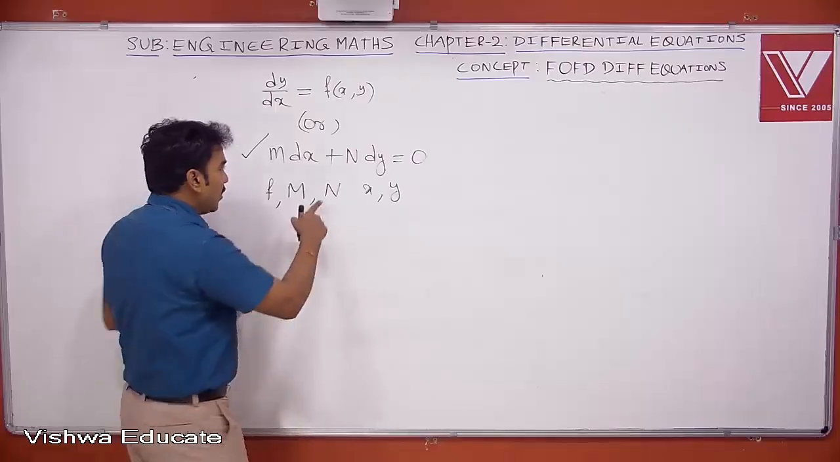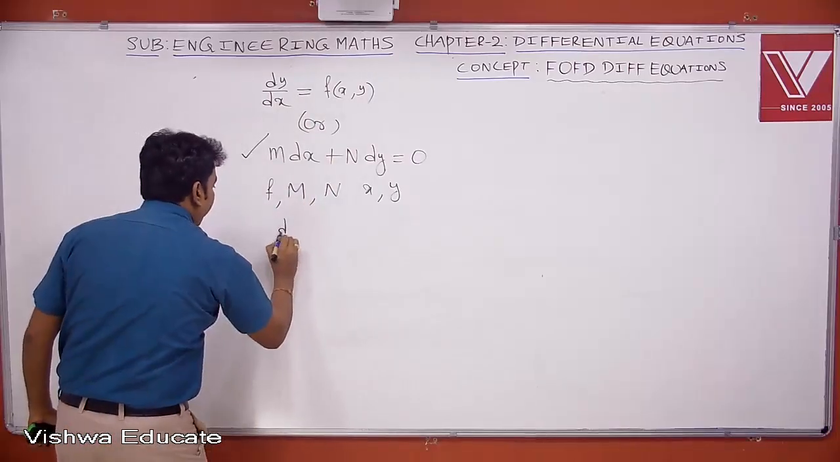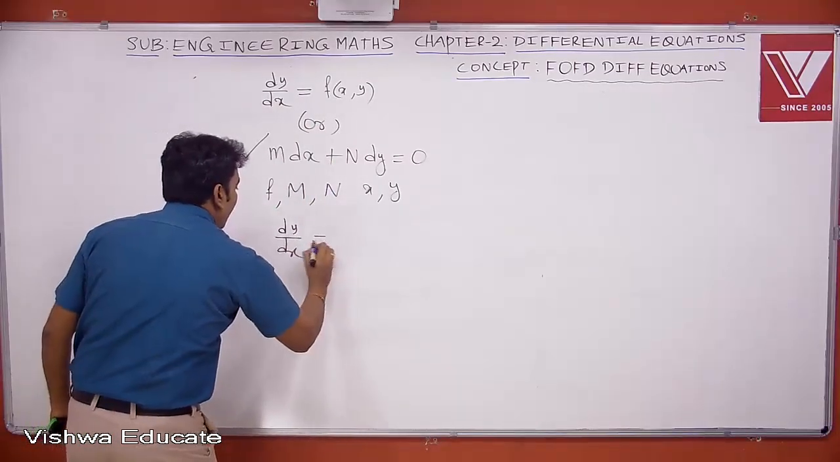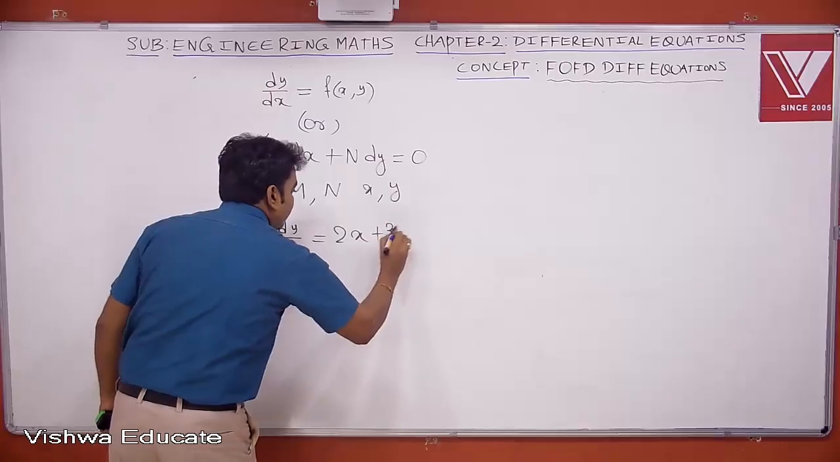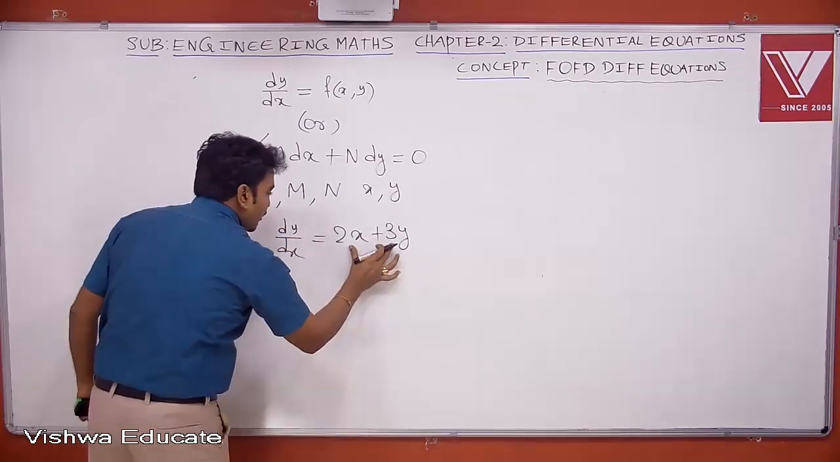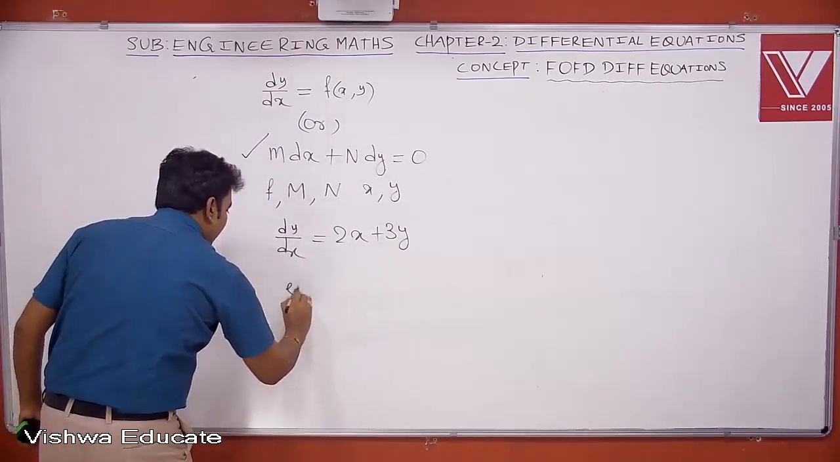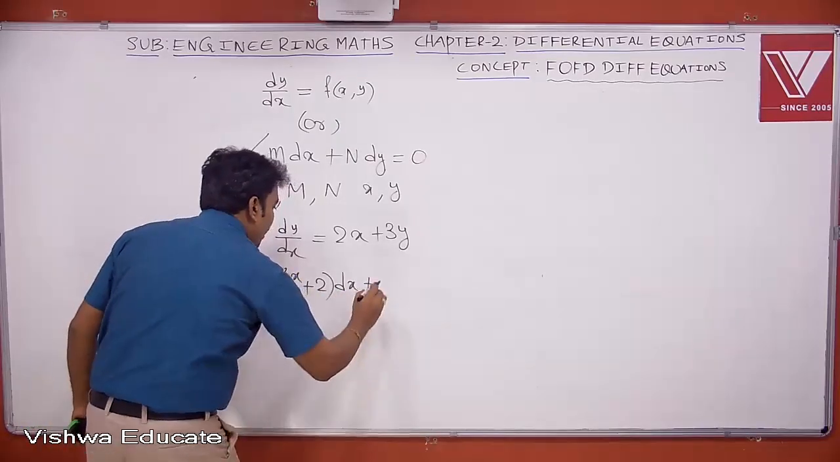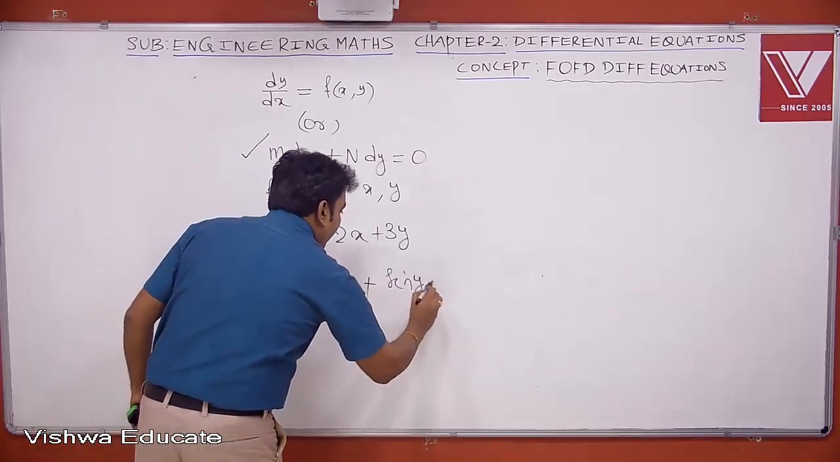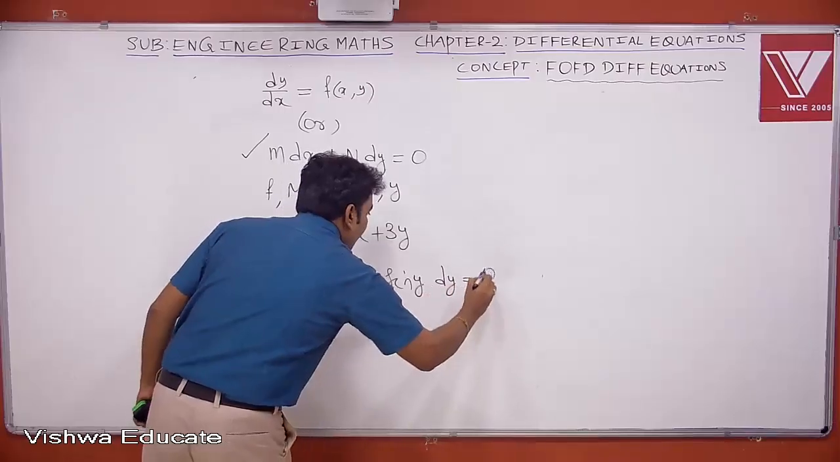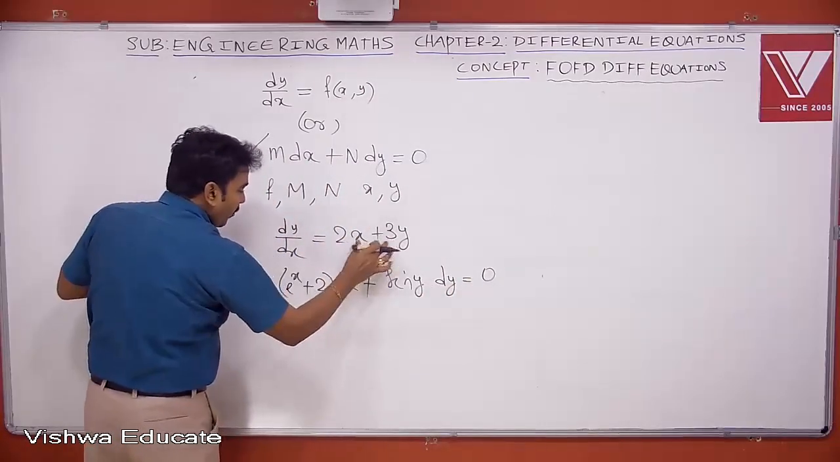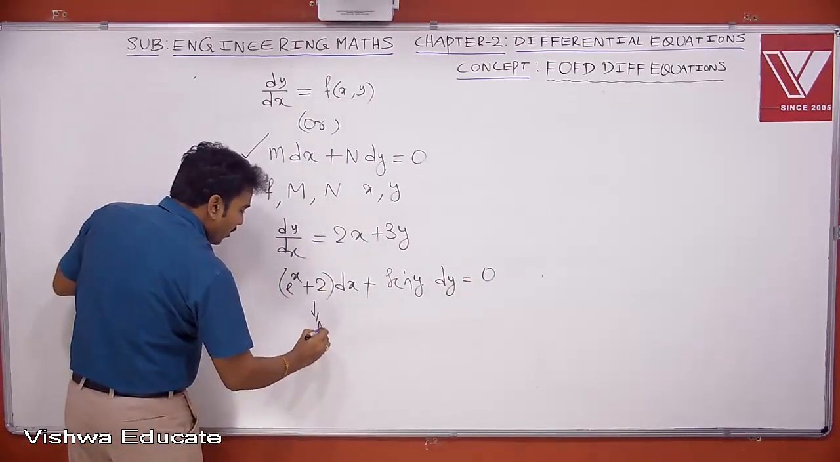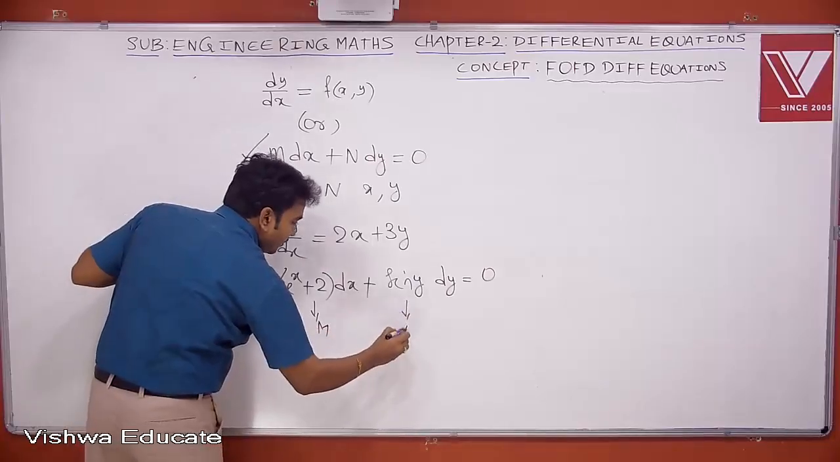Let us have a few examples. Now in this case, suppose I take dy by dx equal to, for example, 2x plus 3y. Now this is my f of x comma y, or I am writing the equation like this. On another equation, e power x plus 2 into dx plus sin y into dy equal to 0. Now this is f of x comma y, this is M value, and this is N value.